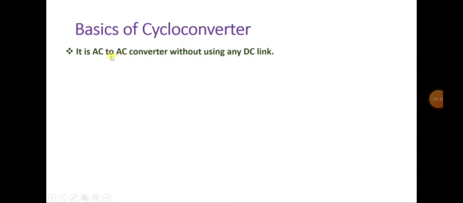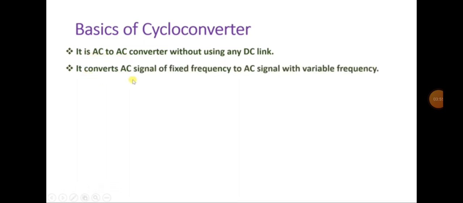So our agenda is to convert frequency. From the name itself, we can understand: cyclo means frequency, and in a cycloconverter we change frequency. Here our agenda is to change one frequency into another frequency without using any DC link. So a cycloconverter is an AC to AC converter without any DC link. It converts an AC signal of fixed frequency to an AC signal with variable frequency.